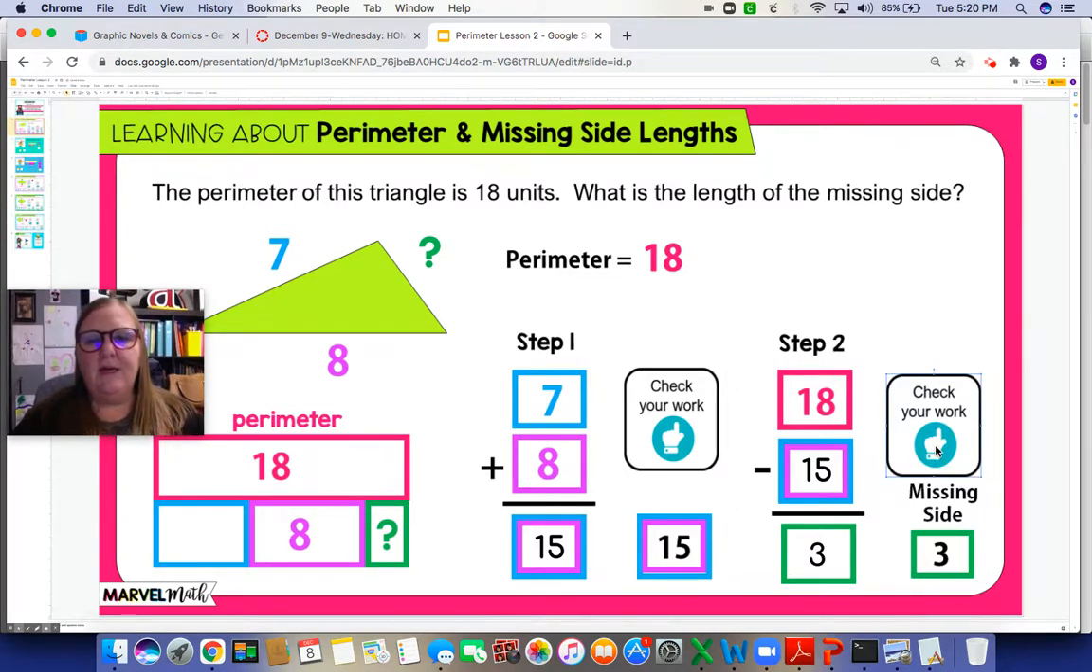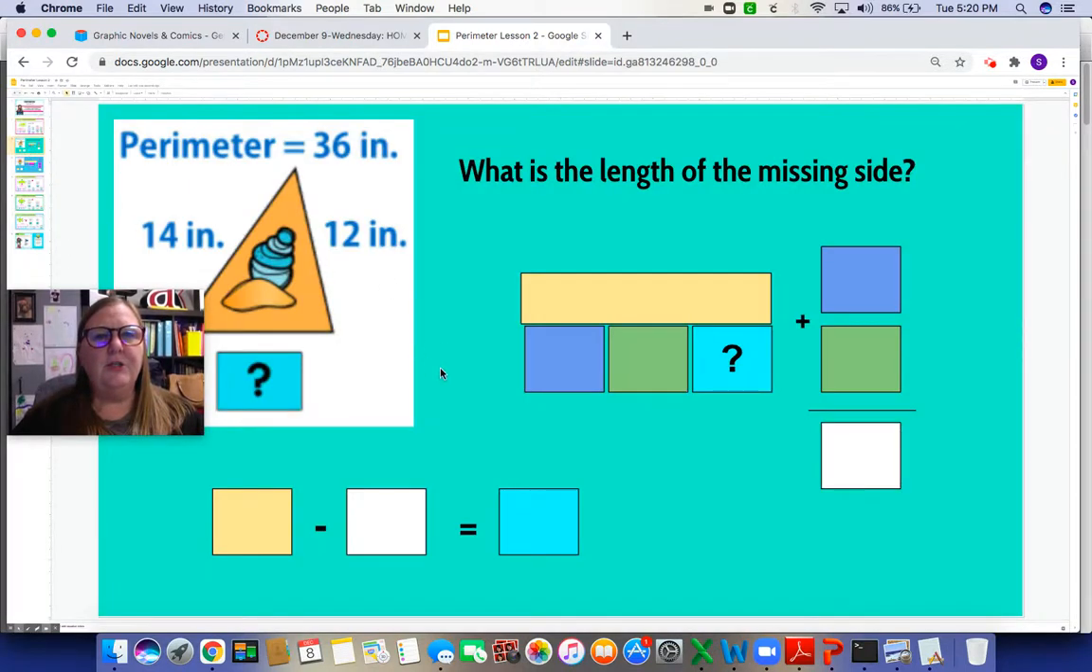And we can go back and check our work by taking a 3 and plugging it in up here and saying 7 plus 3 is 10, and then 8 more would make 18. I always think checking your work is super important. All right, we're going to try another one.